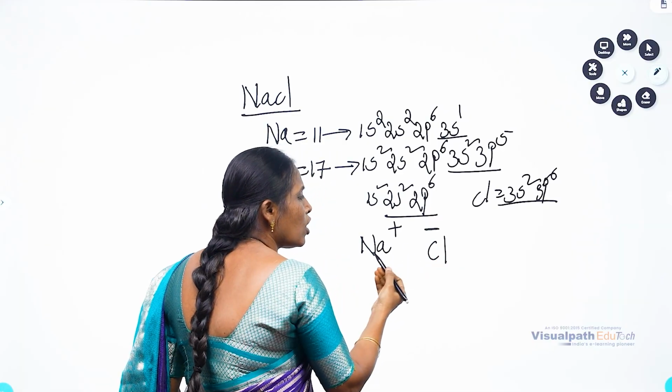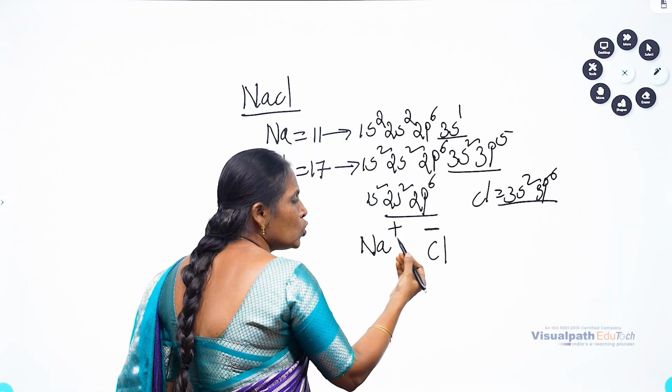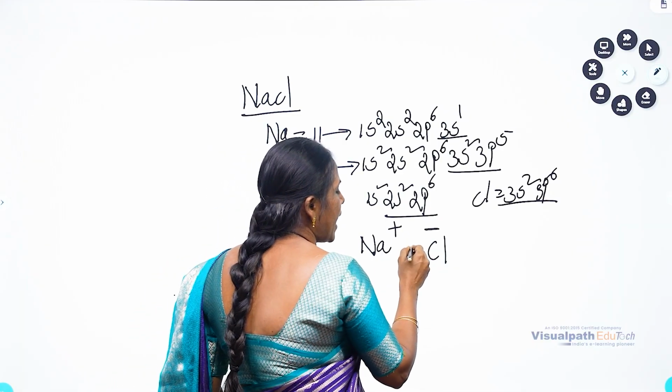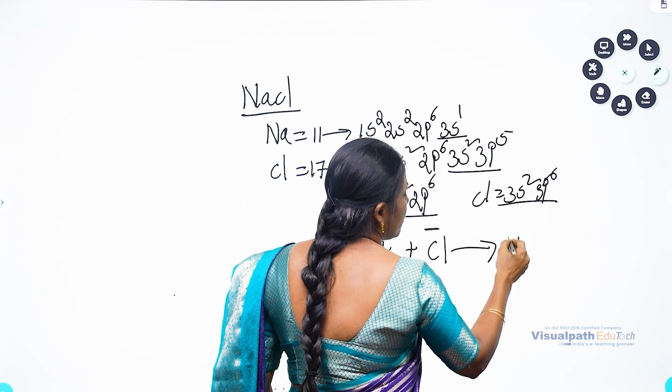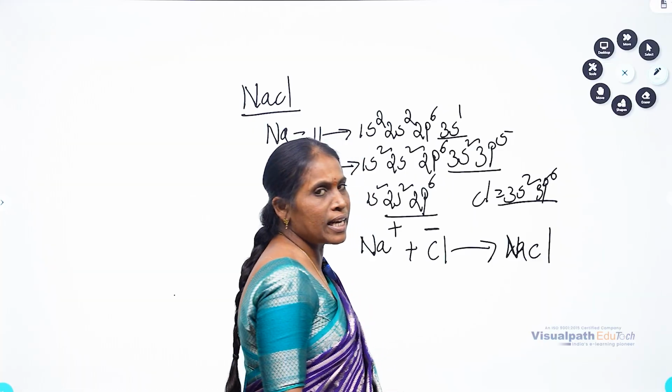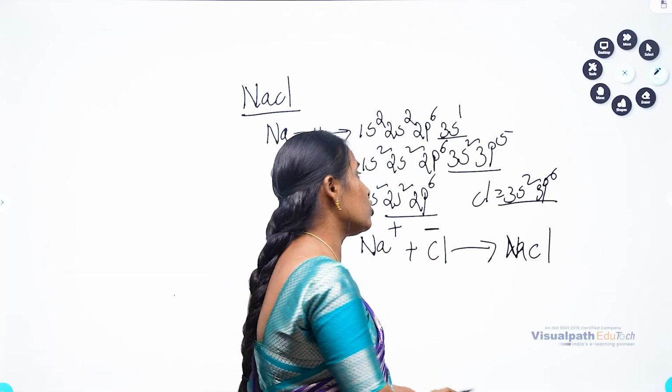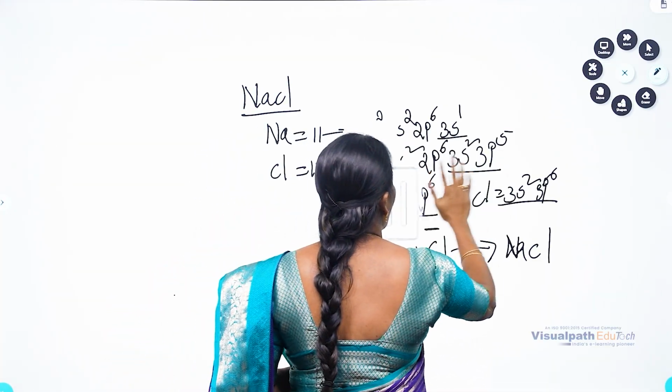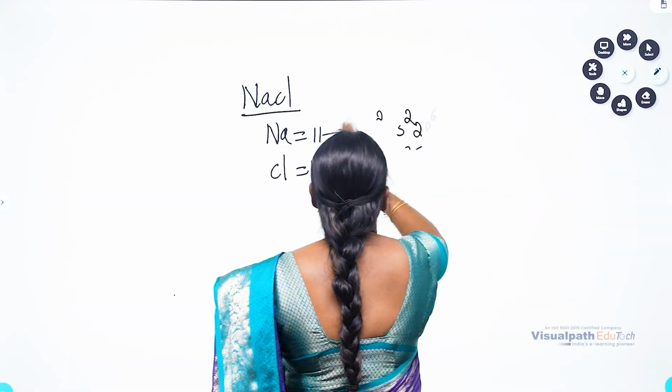So these two are opposite characters. These two opposite characters combine and form an NaCl molecule. It is the example of the ionic bond. Sodium chloride is the best example of the ionic bond.